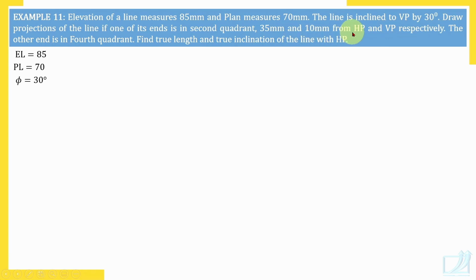What do you mean by that? Distance from HP is 35 millimeters and distance from VP is 10 millimeter, and both these distances are to be measured upwards because the point is in second quadrant, means both views are above XY line.